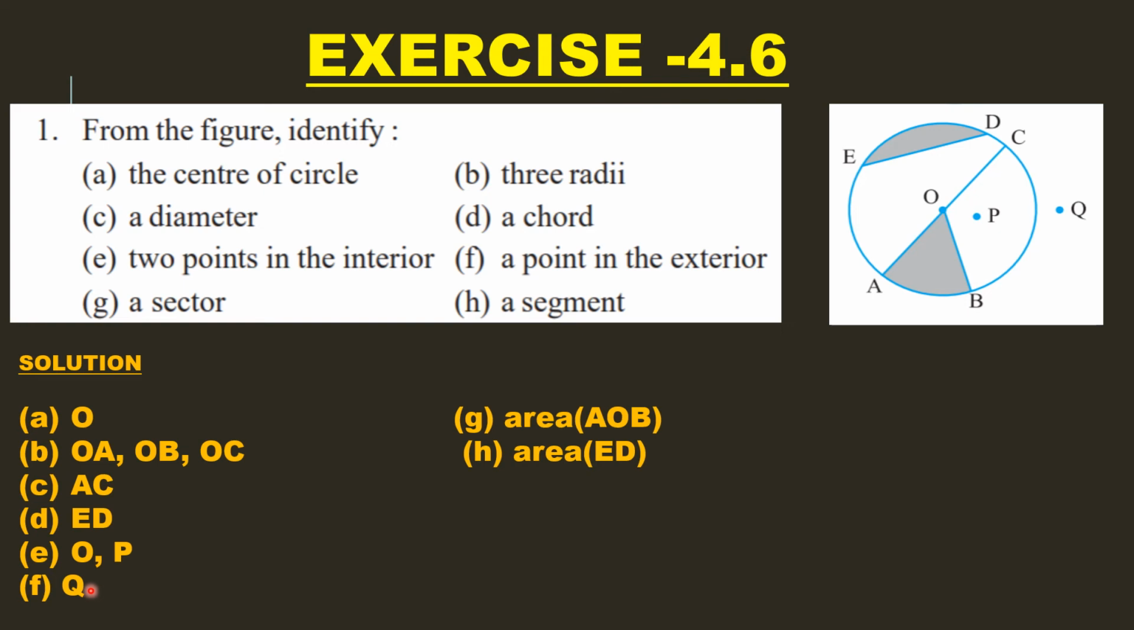Now in part G, a sector. A sector is the area or region that is covered by a pair of radii and the corresponding arc. So for this sector, write area of AOB. In part H, a segment. A segment is the area or region covered by this chord and the corresponding arc ED. This shaded portion shows the segment. So write here area of ED.